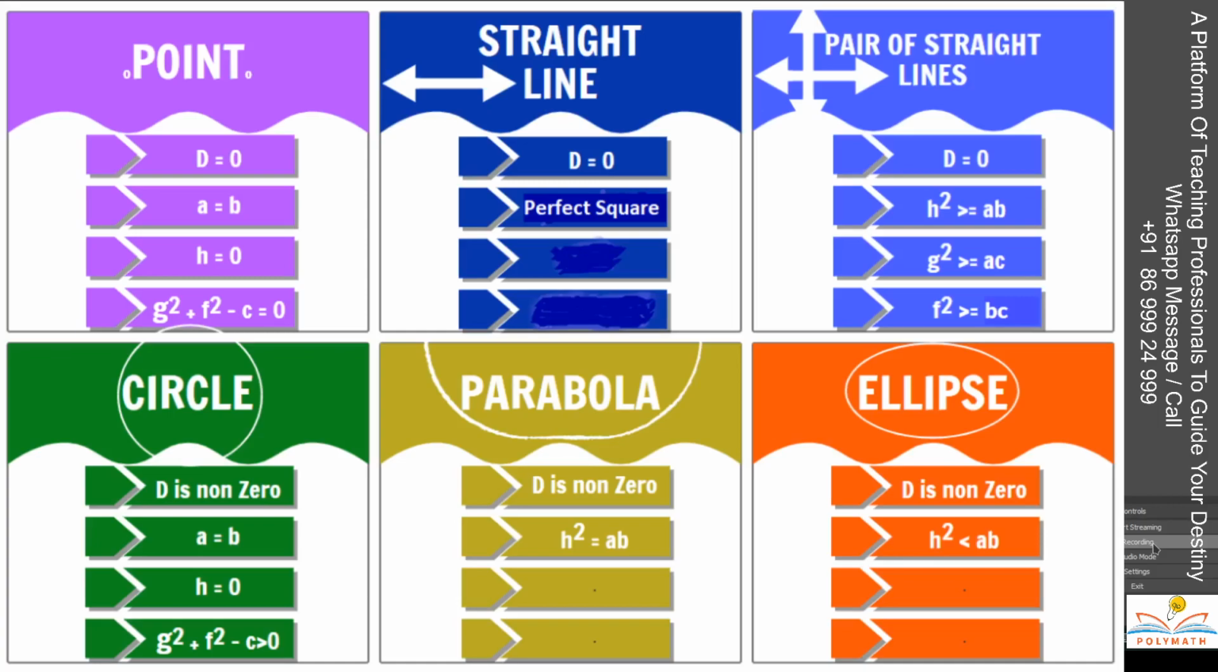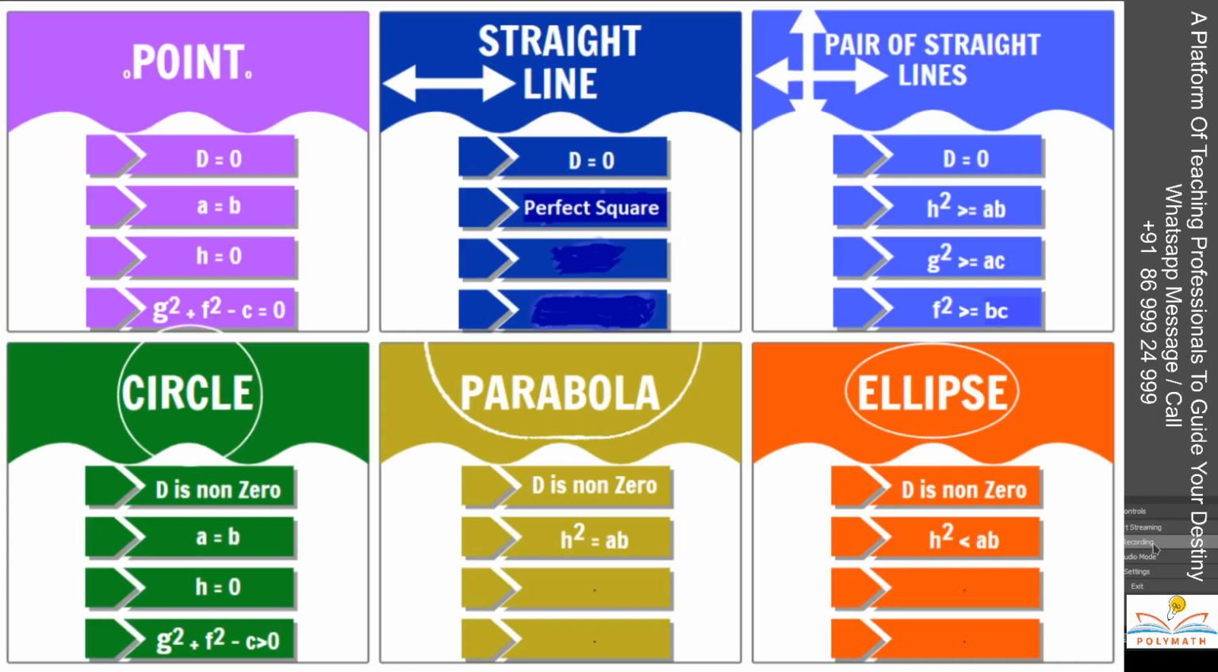Next one, pair of straight lines. D is equal to 0, h square greater than or equal to AB, G square greater than or equal to AC, F square greater than or equal to BC. Next, circle. D is non-zero, A is equal to B, H is equal to 0, G square plus F square minus C greater than 0. Next is parabola. D is non-zero, H square equal to AB. Next, ellipse. D is non-zero, H square less than AB.